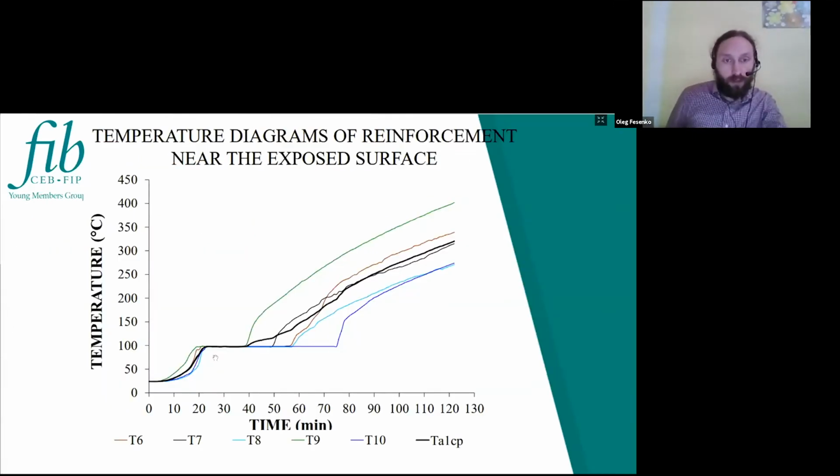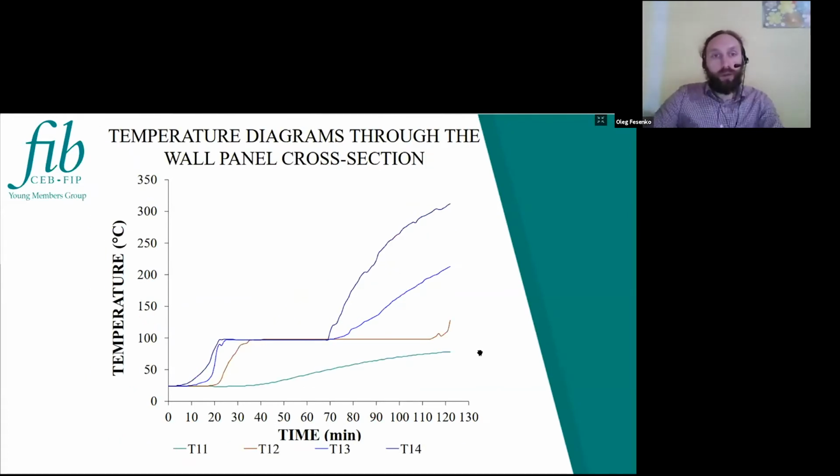During the test, the temperature on the reinforcement near the exposed surface of this panel was determined and measured. As you can see, the maximum value is near 400 degrees at the period of time of 2 hours or 120 minutes. Also, we have temperature across the wall panel section, from the exposed maximum value to the unexposed minimum value.